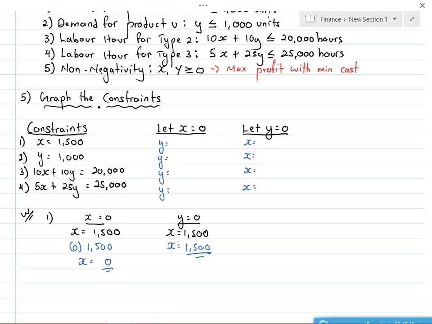So here x equals 0, y should be how much? 1,500. Sure? Sure, 1500 here. Here? 0. Sure? Wrong. Wrong what? See, let me tell you, your answer is wrong.